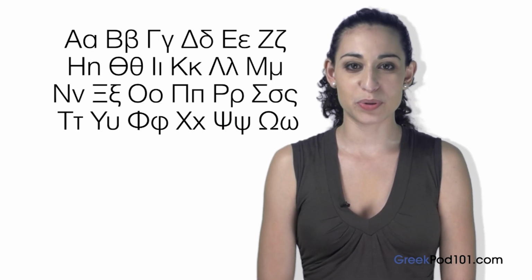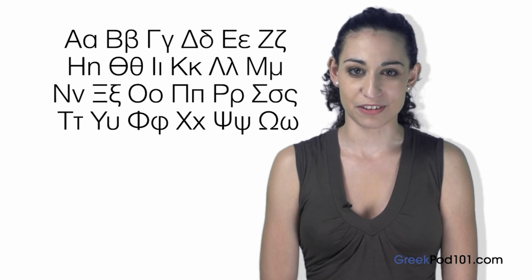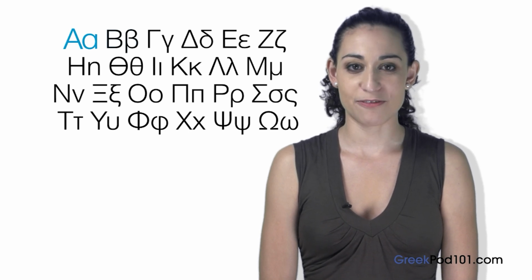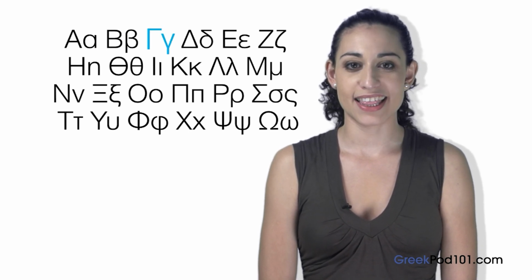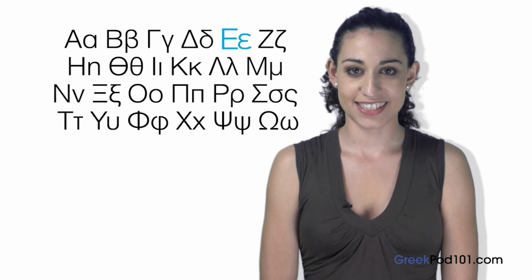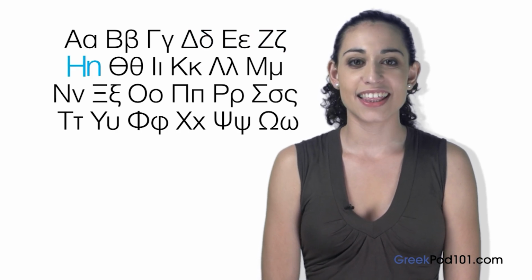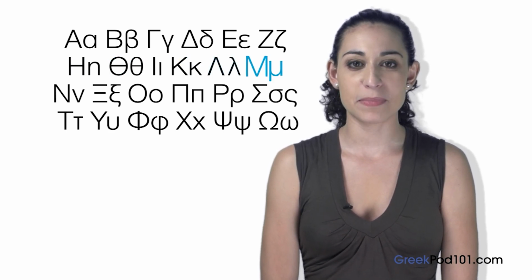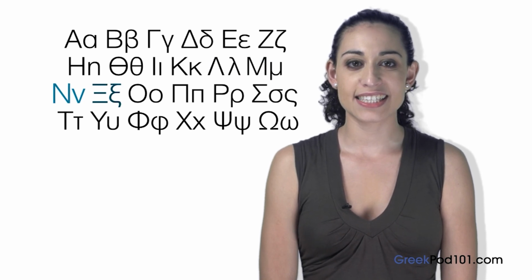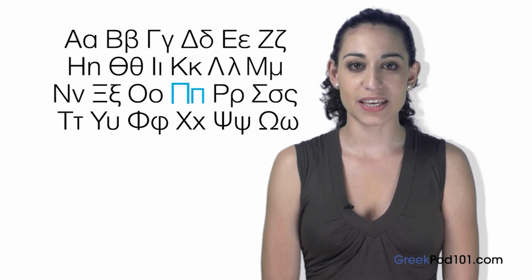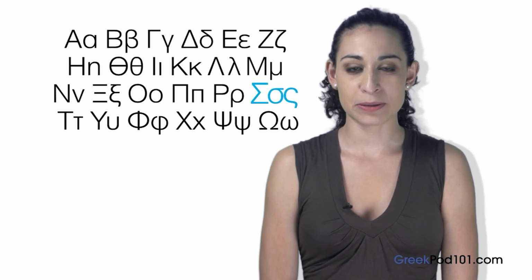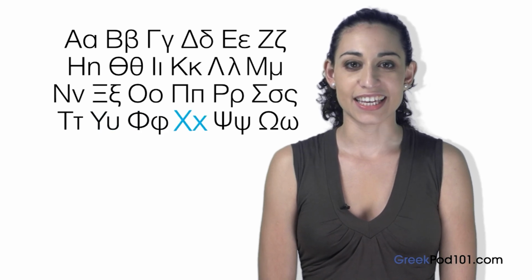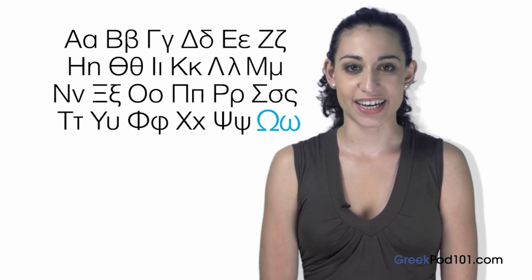It's time for our final recap. This time, though, I will put the letters in the order they appear in the Greek alphabet. Please remember them in this order. Alpha, Vita, Gamma, Delta, Epsilon, Zeta, Eta, Theta, Iota, Kappa, Lambda, Mi, Ni, Xi, Omicron, Pi, Rho, Sigma, Taf, Ipsilon, Phi, Chi, Psi, and Omega.